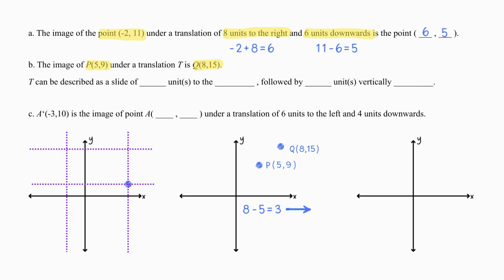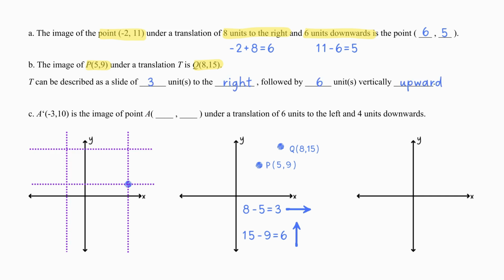Let's check the y values. We went from a y value of 9 to a y value of 15. Again, let's subtract the start y value 9 from the end y value 15. 15 minus 9 is equal to 6. Since the number is positive, this means we moved 6 units upwards. So the translation is a slide of 3 units right and 6 units upwards.